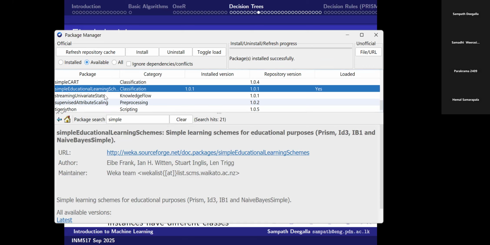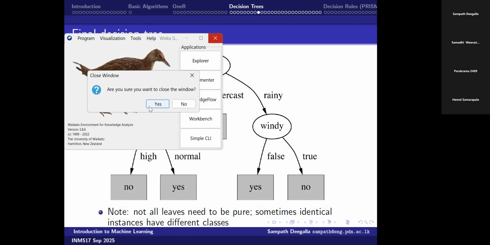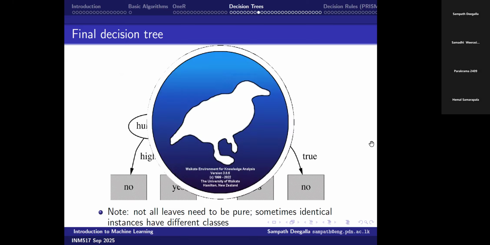You click, then you say install. And once you install it, make sure that you close, right? And then reopen, right? You have to start from the beginning, reopen the WEKA and then observe. So let me, in my case, reopen it.